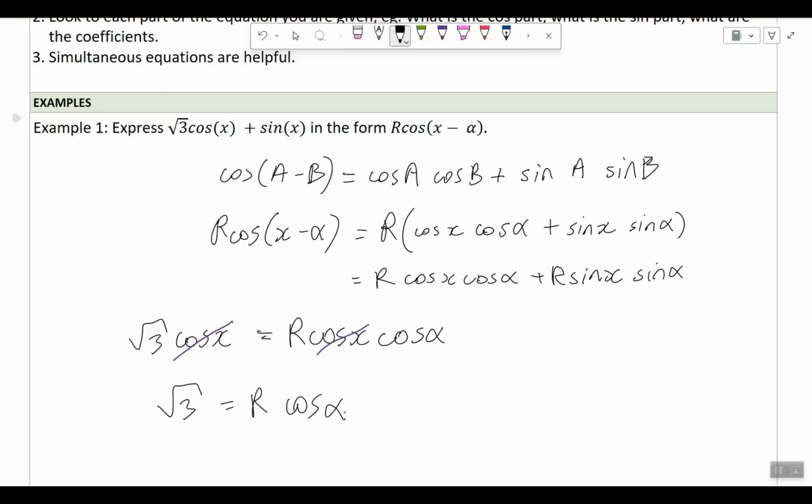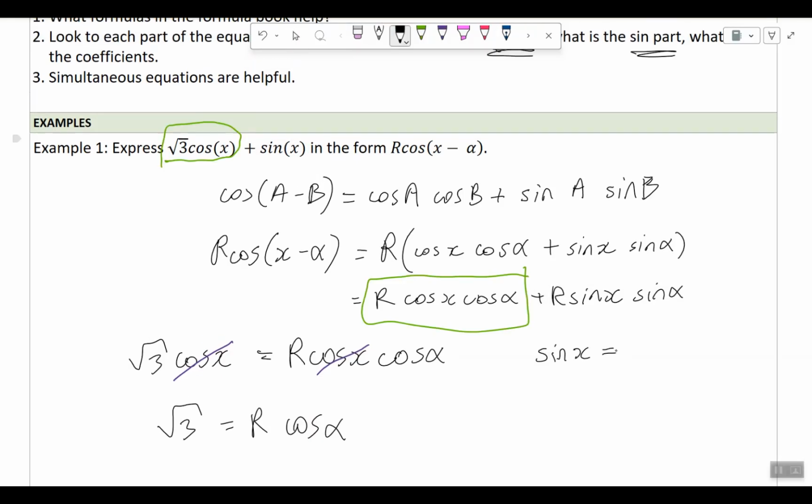R cos alpha. Do the same with the sine part. R sin x sin alpha. So divide by sin x. What's left over? R sin alpha is 1. Sin x divided by sin x is not 0, it's 1.